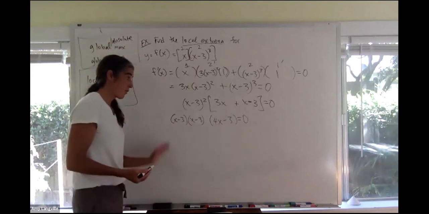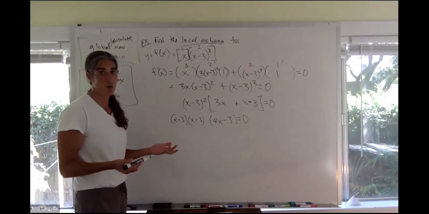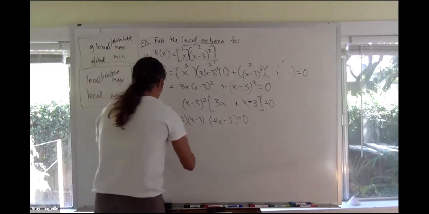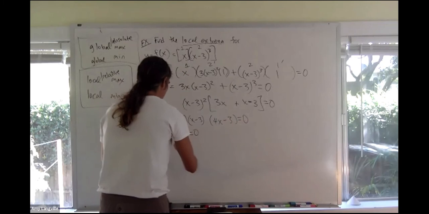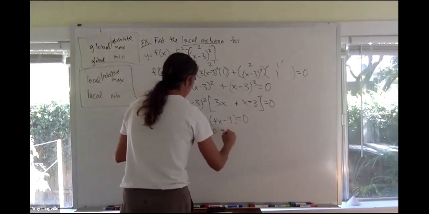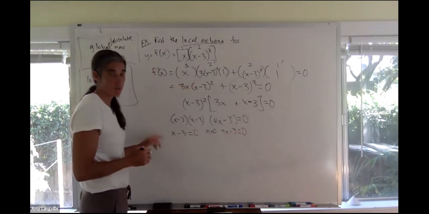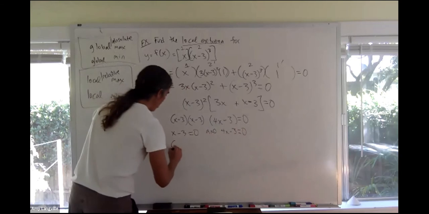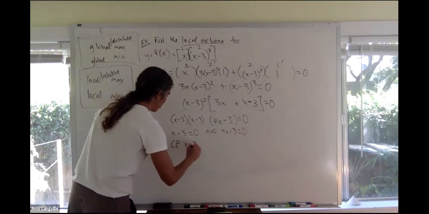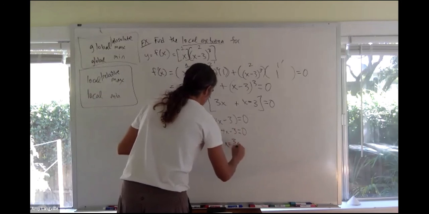The only way 3 things can multiply together and make 0 is if at least one of them is 0. So I can set each of them to 0, and I get this repeated one, x minus 3, and 4x minus 3 equals 0. They're both linear factors. Linear equations are easy to solve. We get a CP at x equals 3, and a CP at x equals, what, 3/4?